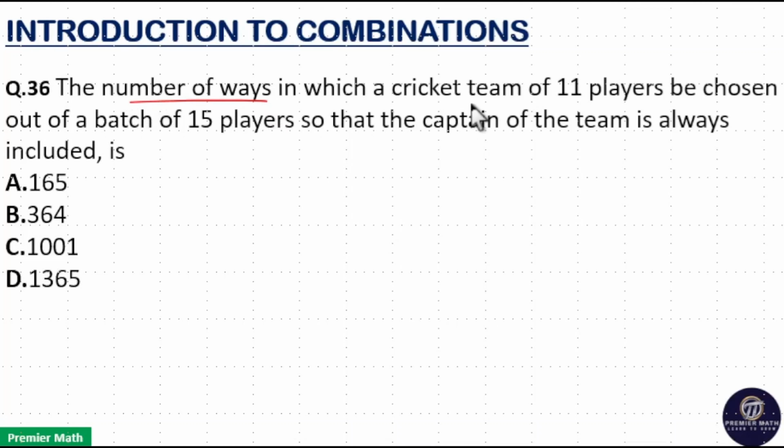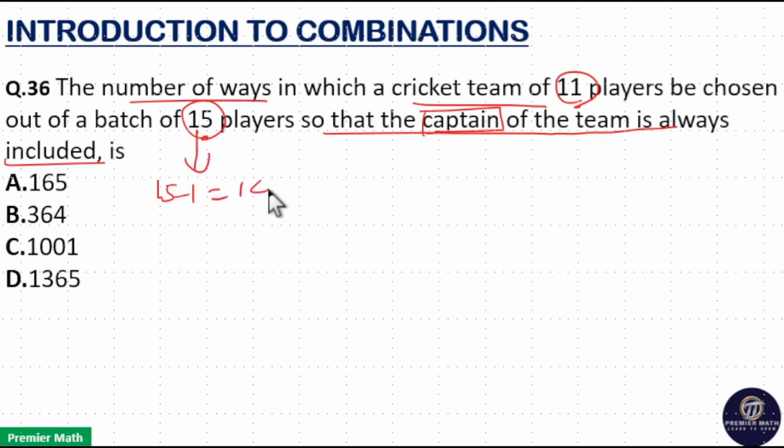The number of ways in which a cricket team of 11 players can be chosen out of a batch of 15 players so that the captain of the team is always included. So here the captain is already selected. Captain is already selected means remaining available players are 15 minus 1, 14 players. So out of these 14, we should select 10 players because one player, the captain, is already fixed. So 10 plus 1, 11 players. So the other 10 players can be selected from these 14 players in 14C10 ways.